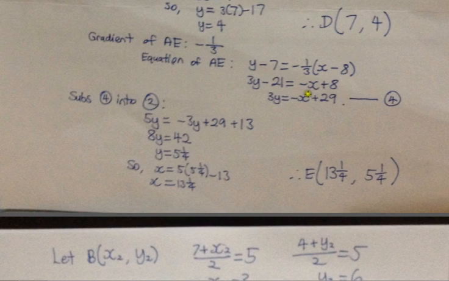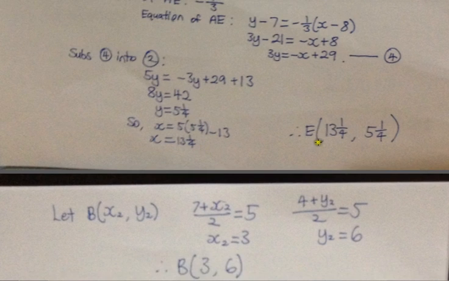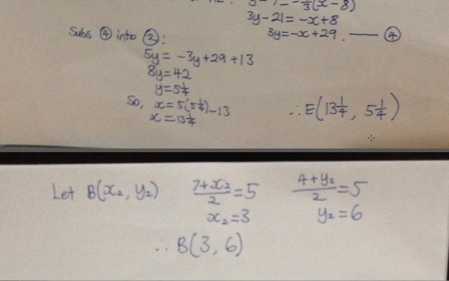To find the coordinates of E, I will solve this equation, equation 4, by substituting it into equation 2, because they meet and intersect at point E. So 8y equals 42 and y equals 5 and 1/4. And the corresponding x value will be 5 times 5 and 1/4 minus 13, which gives us x equals 13 and 1/4. So the coordinates of E are (13 and 1/4, 5 and 1/4).